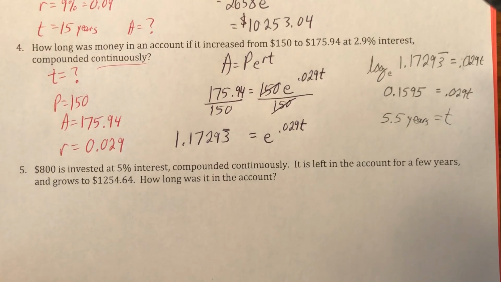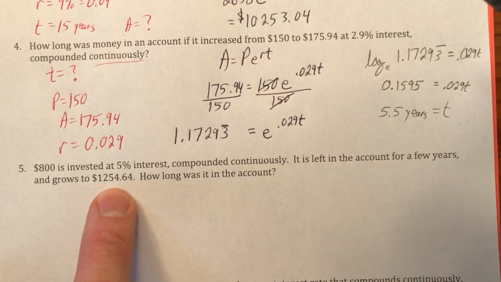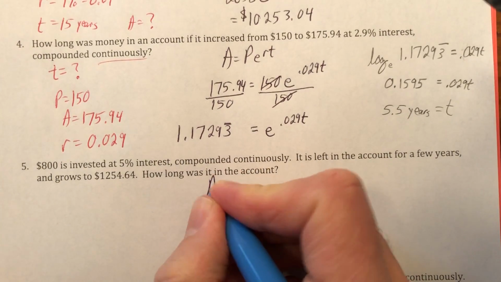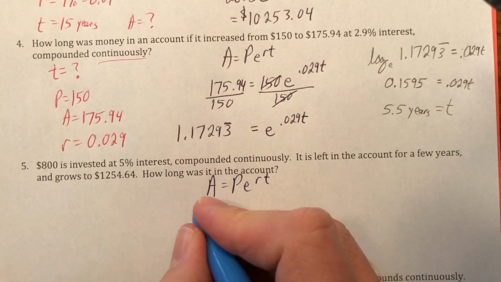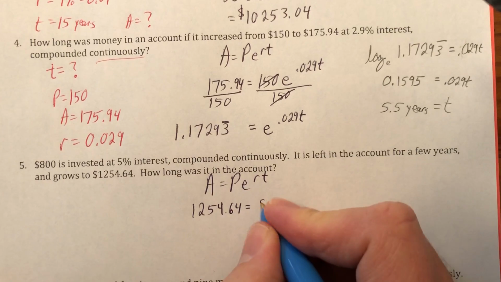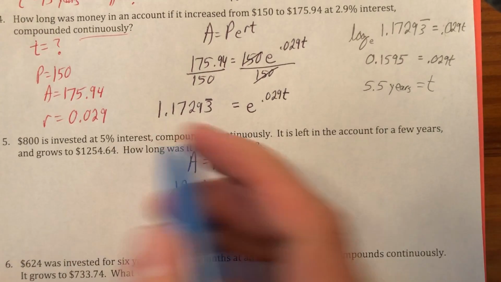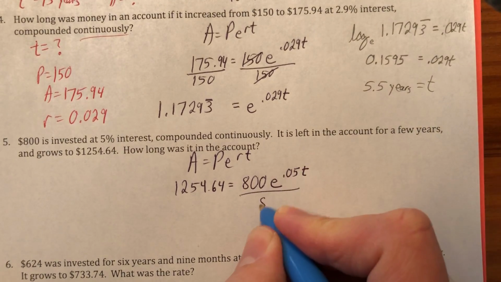So here goes. 800 is invested at 5% interest, compounded continuously. It's left in the account for a few years, grows to that amount. How long was it in the account? Let's just start writing. Let's not put the stuff over here that we do know. So A equals P E to the RT. I do know A is 1254.64. I do know P is 800. I know E is a number. And it is 5% interest, so 0.05, and then T. We'll divide by 800.